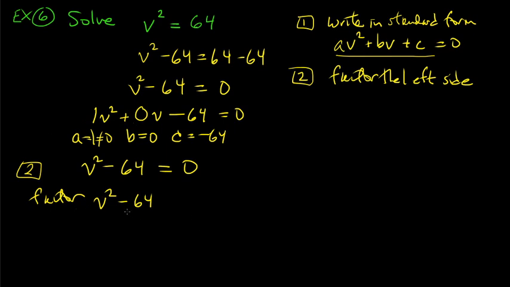So it's either the difference of squares, the difference of cubes, or the sum of cubes. And this is clearly the difference of squares. v squared minus 8 squared. The square root of 64 is 8.